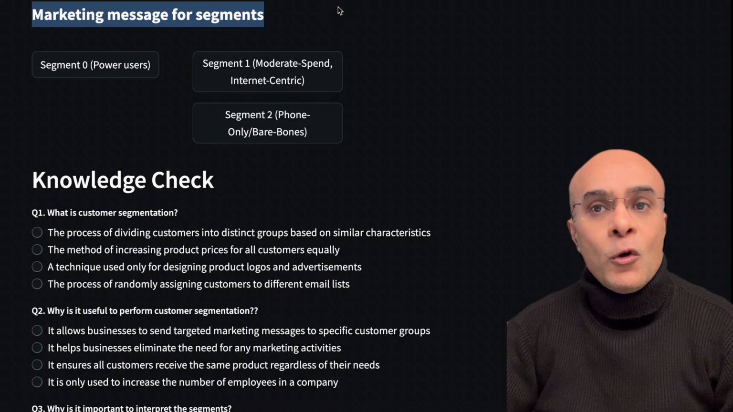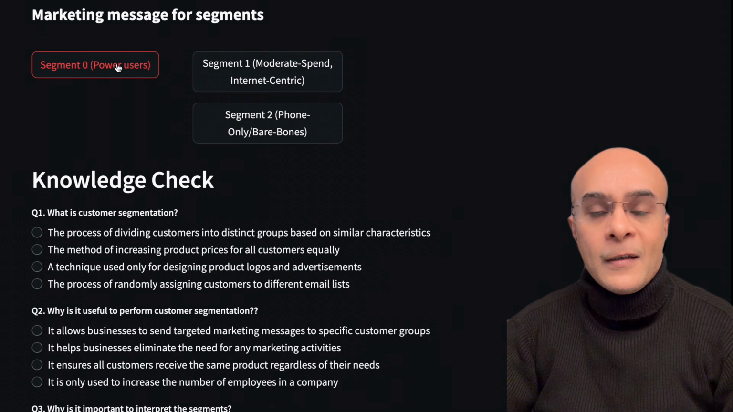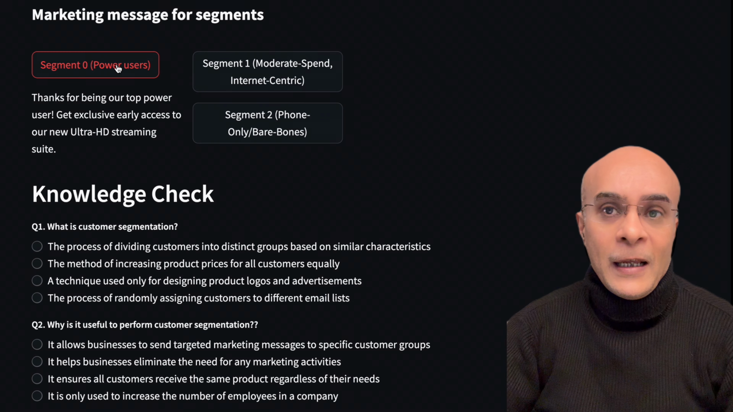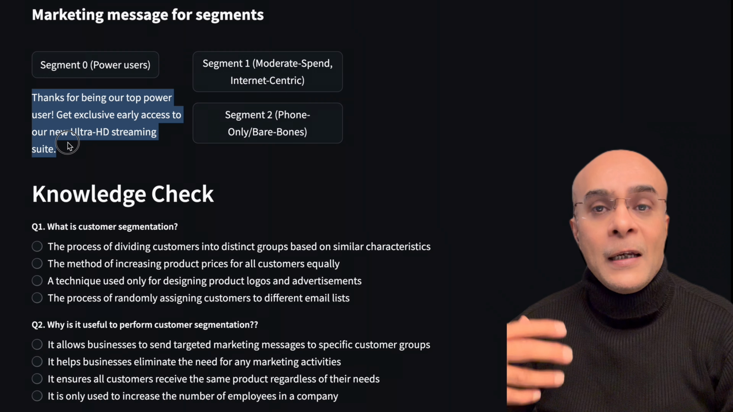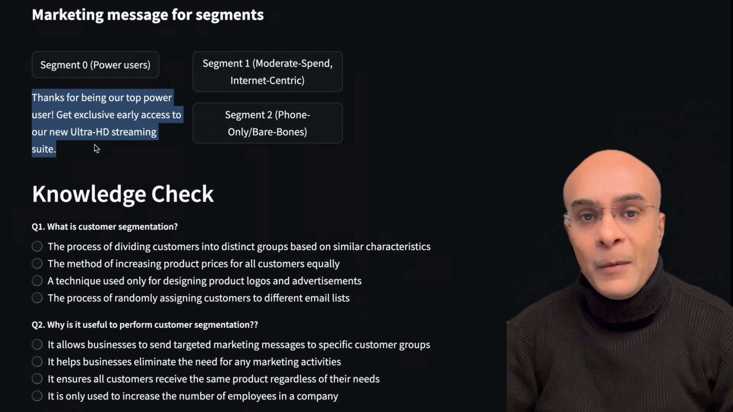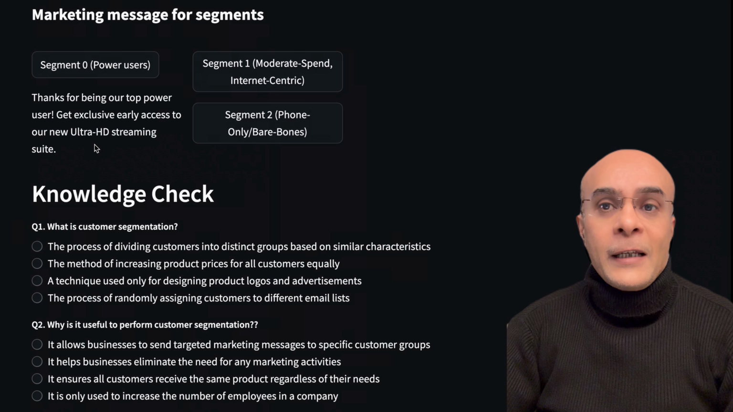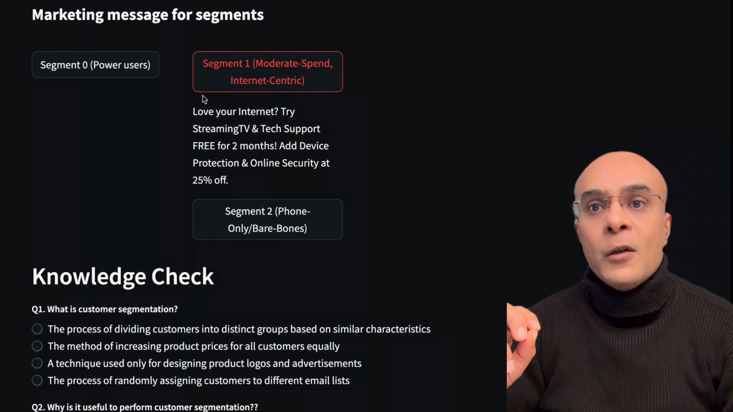So segment 0 is the power users. They have all the services. So we can create a message such that, first of all, it thanks them for being power users. And then we can provide them some early access to a new feature such as Ultra HD streaming, which might be coming soon. Segment 1 corresponds to the moderate spend customers who are just focused on internet.